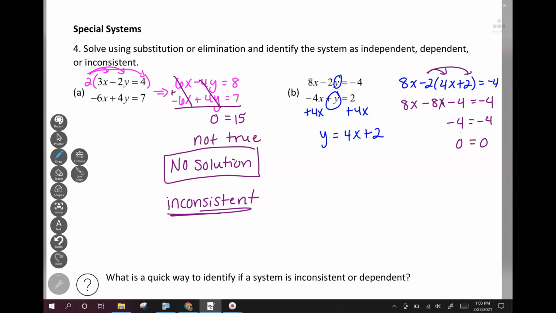Either way, on this one, my variables cancel, but I'm left with something that is true. Those are both true. So if your variables cancel and you're left with something that is true, like 0 equals 0, -4 equals -4, then there are infinitely many solutions.